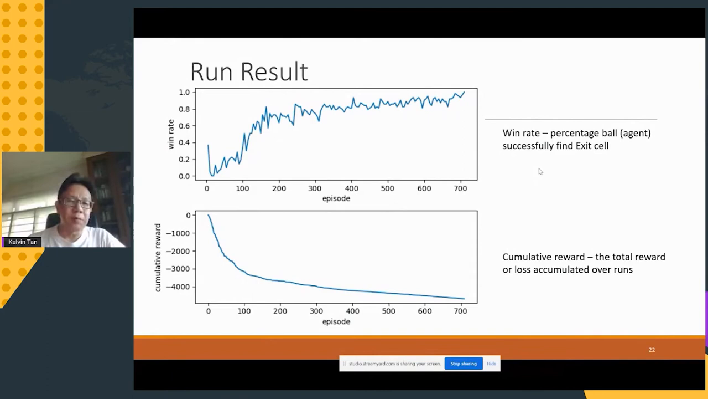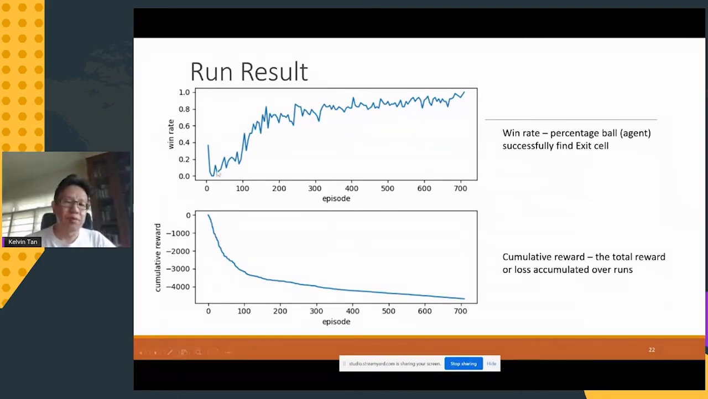The first top chart is the win rate versus episode. A win is when the agent manages to find the exit. So what percentage, what is the likelihood of it getting to the exit? The chances initially are very low. It's just moving around randomly, and when it reaches an episode or movement limit, it will just stop and fail.